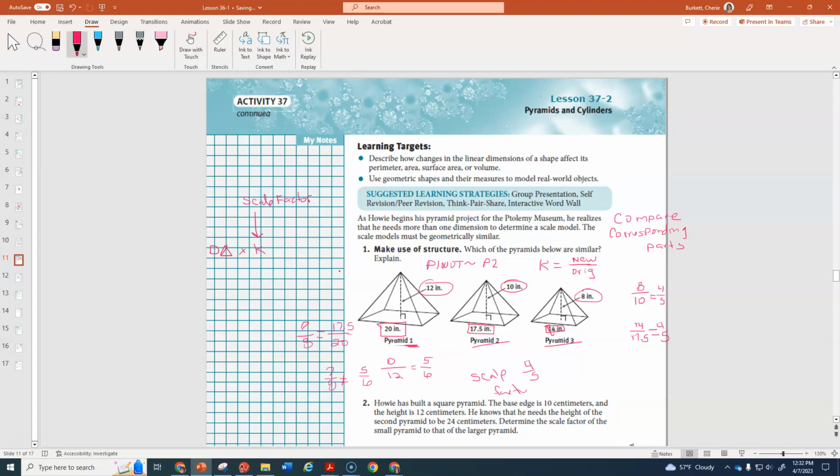Now that is going to be important because the scale factor is the same thing that we did a while ago when we were determining the change in the dimensions. So we're going to use that 4/5 to find a missing area or a missing volume.